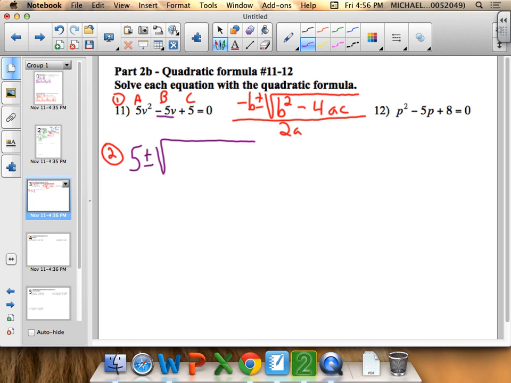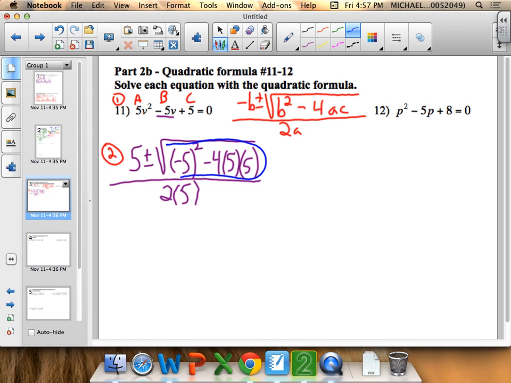Now please, please, please put negative numbers in parentheses when you're squaring them. My b is negative 5 squared minus 4 times my a, which is 5, and my c, which is 5, all over 2 times my a of 5. Alright, that's step 2. Step 3, I'm going to simplify the discriminant, which exists underneath the radical.